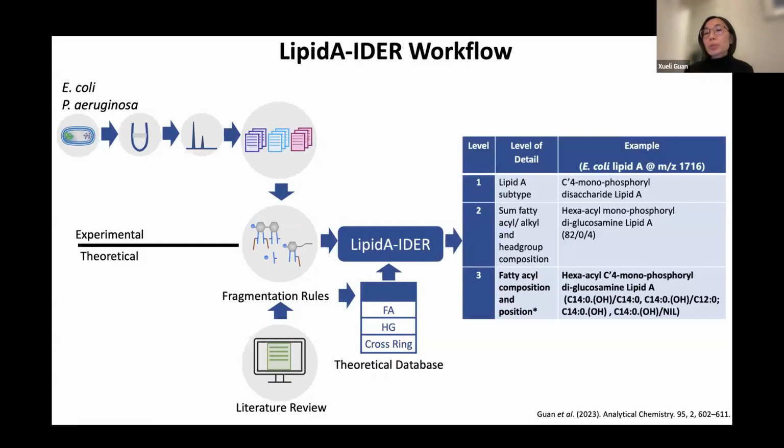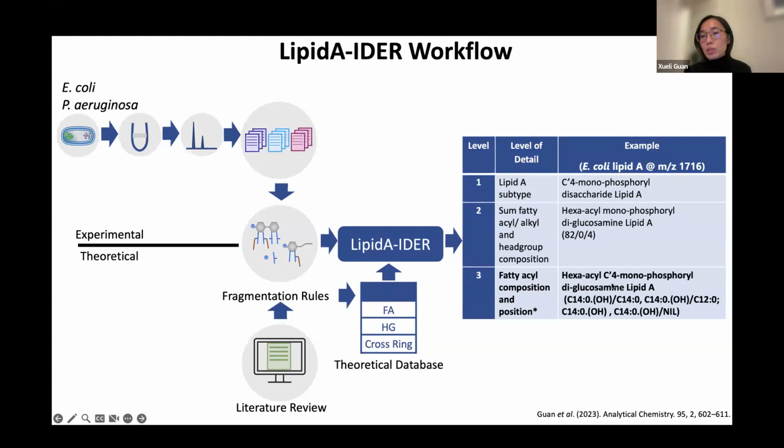LipidAder. The output of LipidAder can produce the lipid A identification at 3 levels, with the base level at the very fundamental level, which is just the lipid A and the type of modifications on the head group. The second level is based on the sum composition of lipid A as well as the head group, and the sum composition is the fatty acid carbons, the number of double bonds, and the number of hydroxylations. And the third level would give more details, and it includes the fatty acyl composition as well as position.